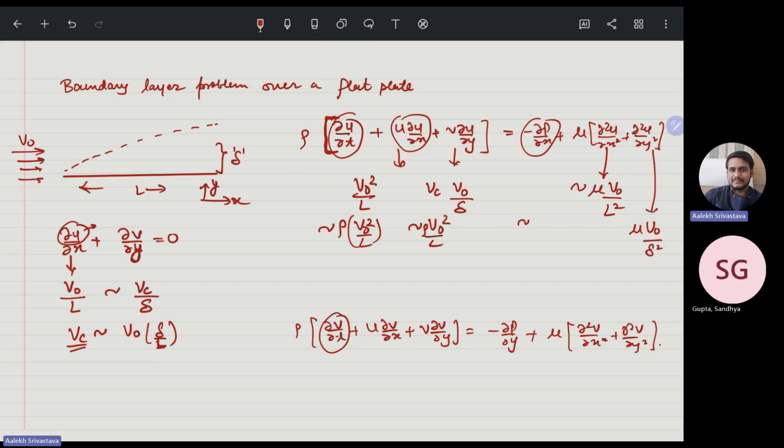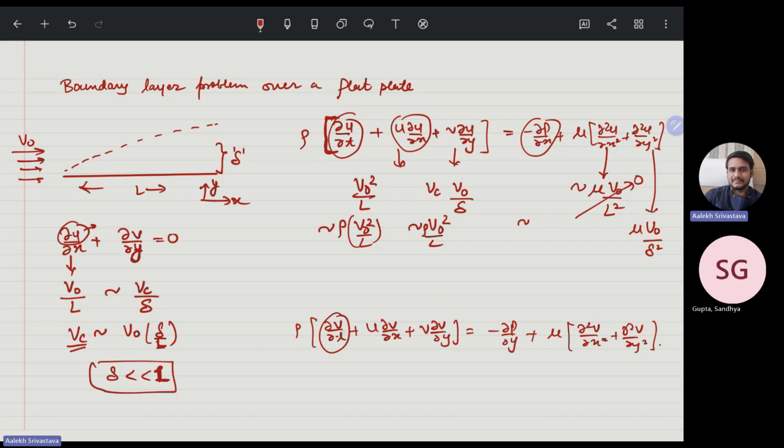Now the assumption is that delta is much less than L, and from there we can say that this term can be dropped off, equal to 0, compared to this term.